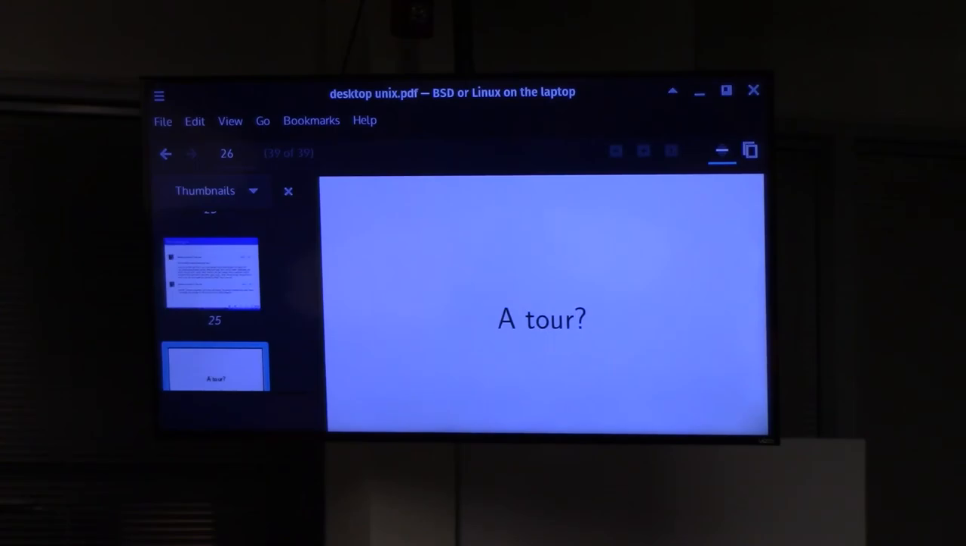FHS. I mean, we have our own hierarchy man page for that. I was trying to get people to change it, like, /var/cache is probably more appropriate than /usr/portage. Yeah. All right.